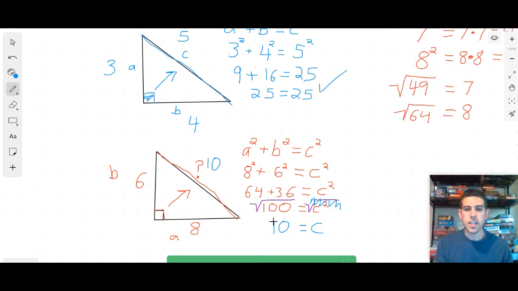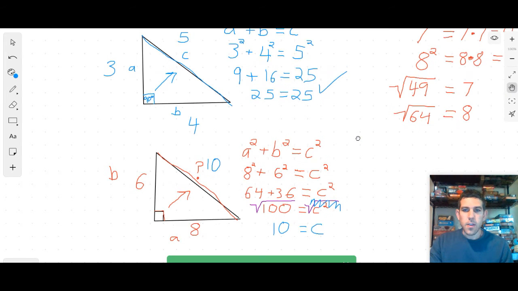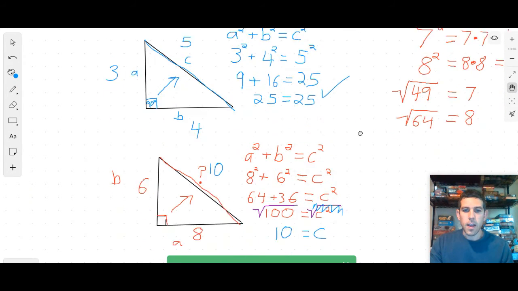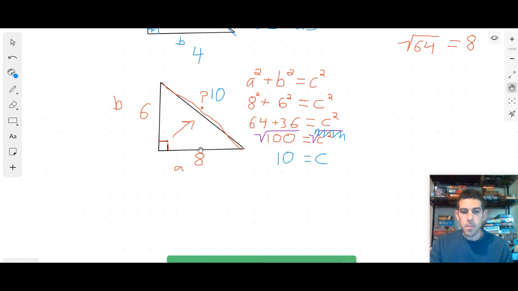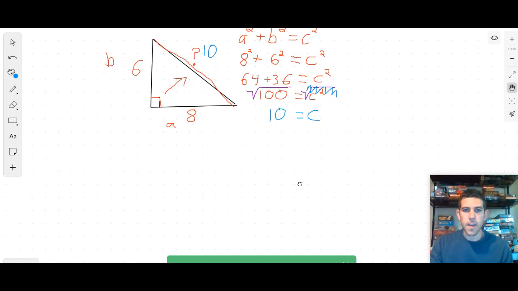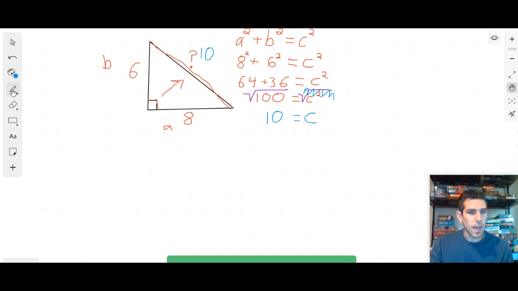So that's how we use the Pythagorean theorem to figure out the hypotenuse. If you have any questions about this, please put them in the comments or reach out to me. Now, where this gets a little more interesting is we can also use the Pythagorean theorem to find any of the missing sides, not just the C value, not just that hypotenuse. So let's take a look at another example.